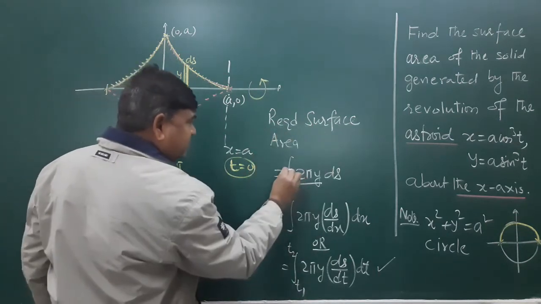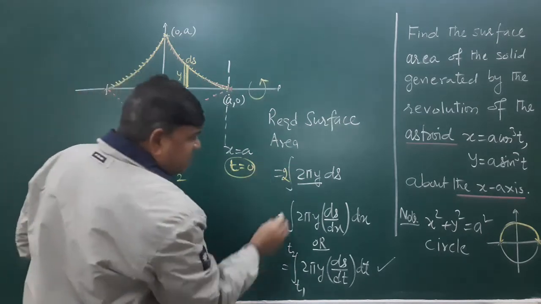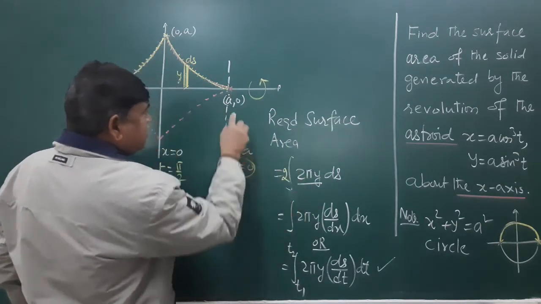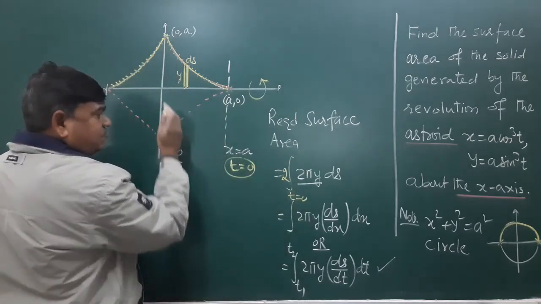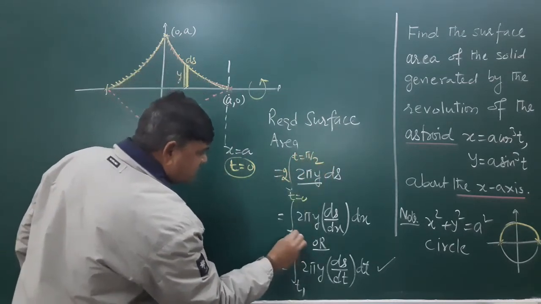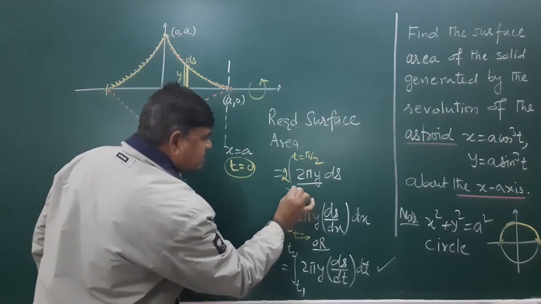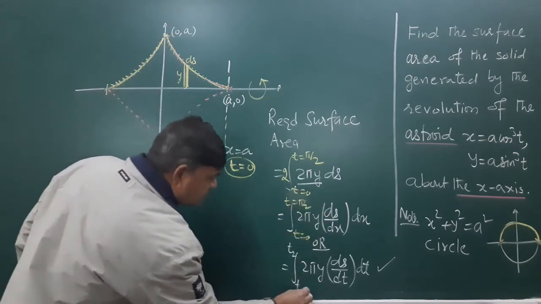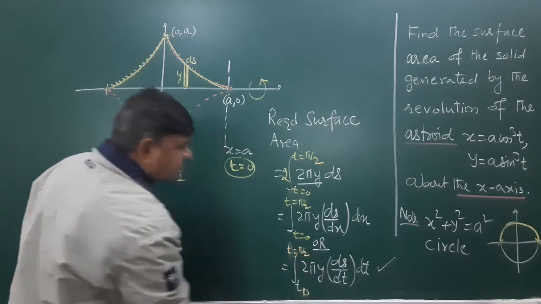So the required surface area is, why is it twice? Because it is from this to this one. And the limit I consider here is 0 to pi by 2. Here t equals 0. Remember, t equals 0 to pi by 2, with respect to t.